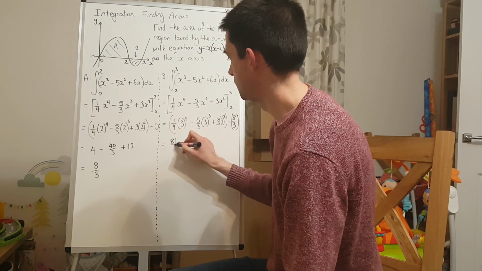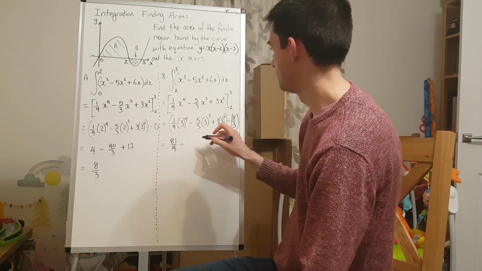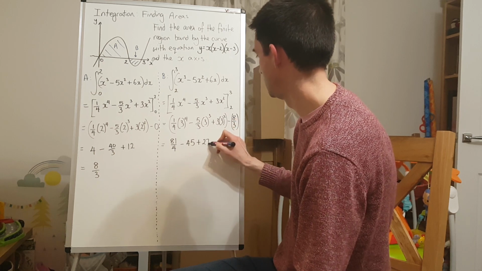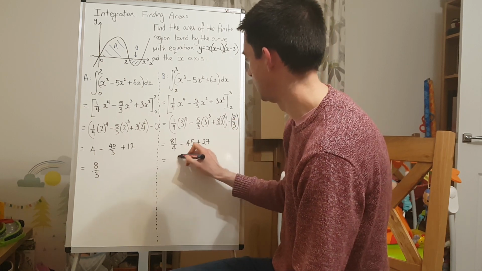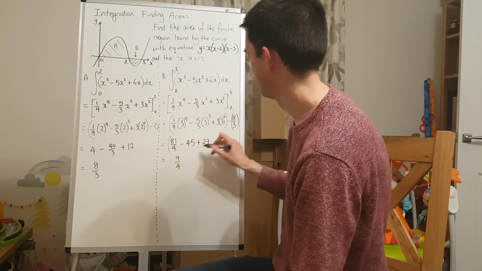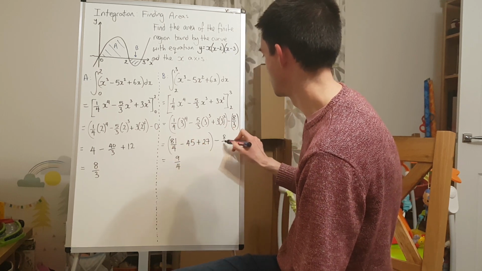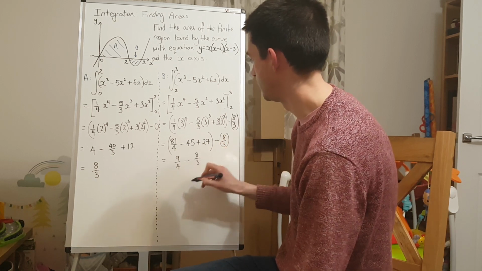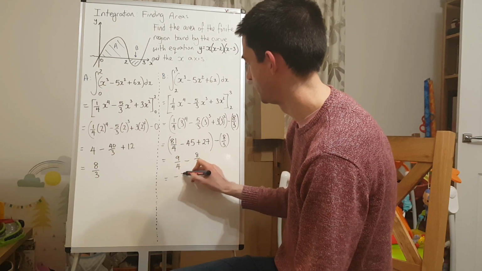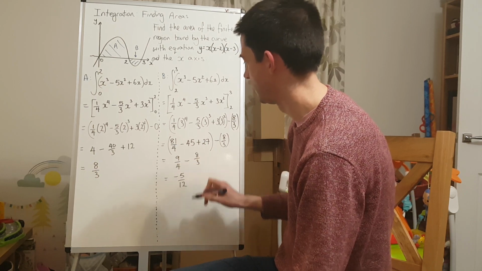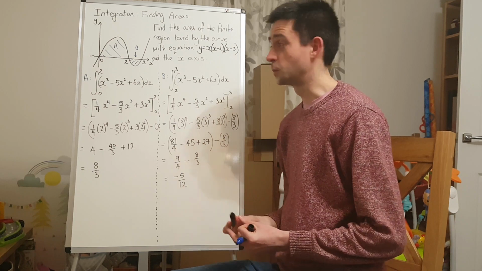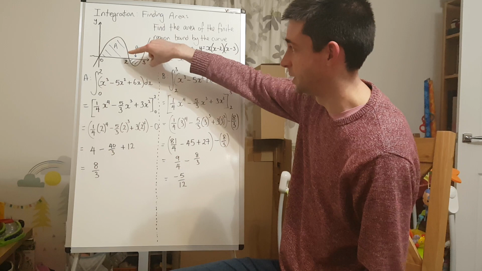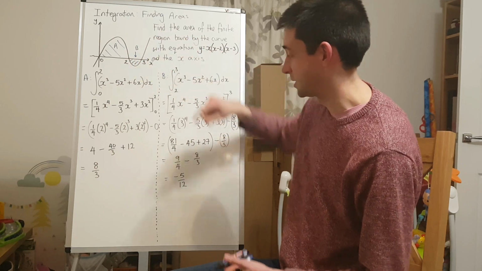So here I'm going to get 81 over 4 minus 45 plus 27, which is 9 over 4, not forgetting to subtract 8 over 3. So 9 over 4 take away 8 over 3, I'm going to get negative 5 over 12. Now hopefully that's what you were expecting. It's come out as negative 5 over 12 because this part of the curve here has dipped below the x-axis.